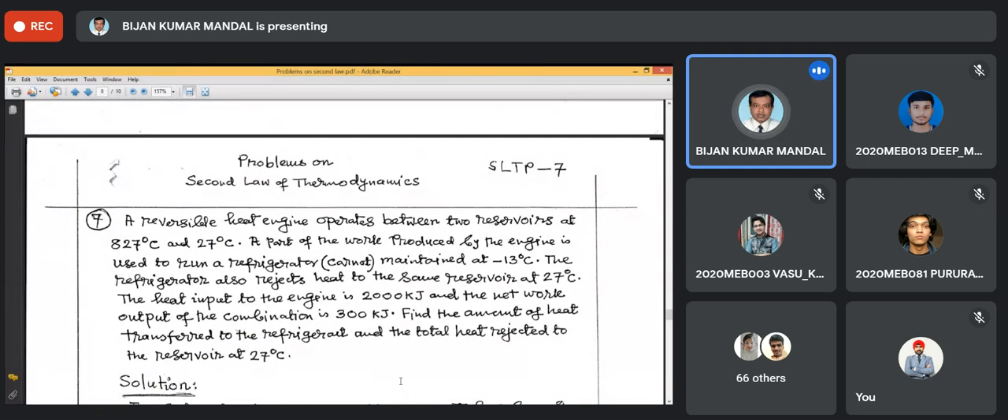So that is the heat engine. A part of the work produced by the engine is used to run a refrigerator, within bracket Carnot, maintained at minus 13 degrees centigrade. So the person who will be asked, he will give the answer.